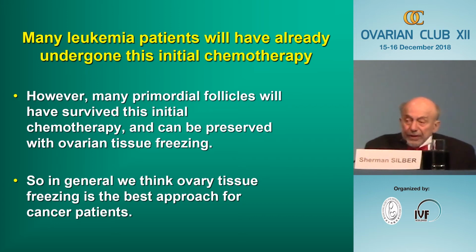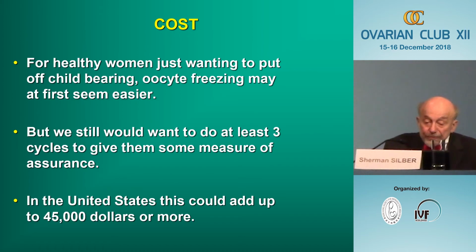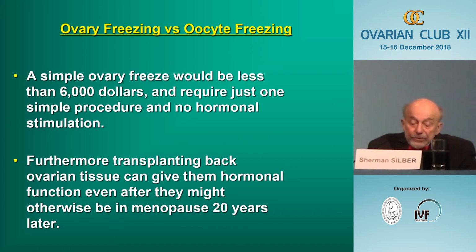In fact, that was the case with the very first report that Marrow did. This was a patient who was in menopause, actually, but had primordial follicles still intact after initial chemo, and that was his first pregnancy. So in general, we think ovary tissue freezing is the best approach for cancer patients, but what about costs? For healthy women just wanting to put off childbearing, oocyte freezing may at first seem easier, but we still would want to do at least 3 cycles to give them some measure of assurance, and in the United States, this could add up easily to $45,000 or more. A simple ovary freeze would be less than $6,000 and just require one very simple outpatient procedure.